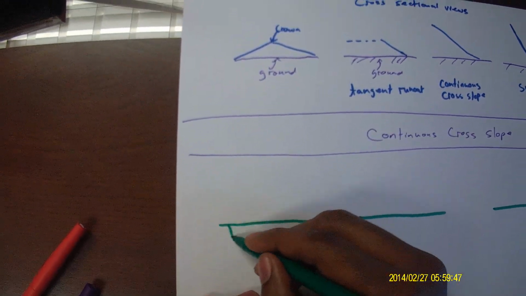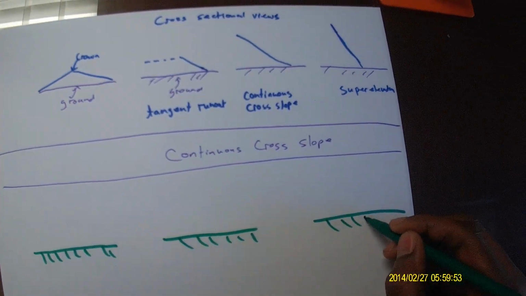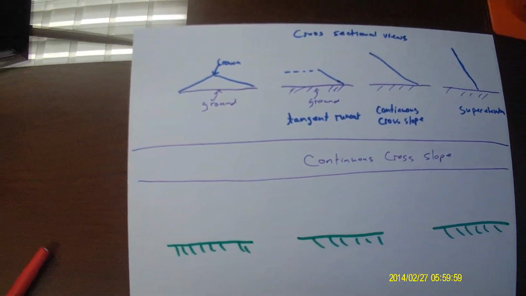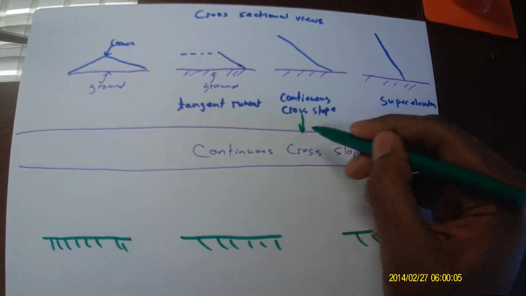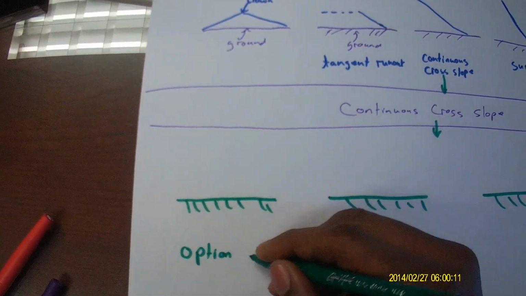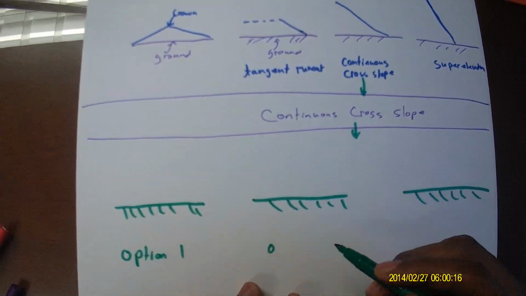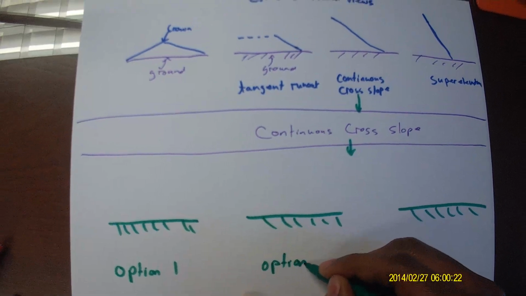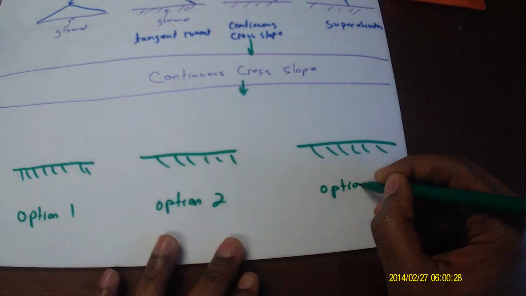Again, I'm just calling this my ground here, but a different color to differentiate that we're talking about two different things. So once you reach the continuous cross slope, you have the option to rotate your section about the outside edge, inside edge, or about the center. So you have option 1, option 2, and option 3.